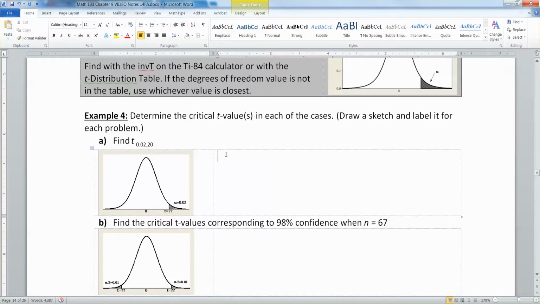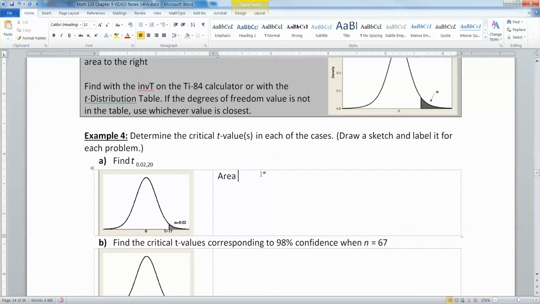And I'm looking for this t score right here. So that's t 0.02 comma 20. Now the area in the tail is 0.02. That's in the right tail. So the area in the left tail then is 0.98. And your degrees of freedom would be 20 because they say so. That's the comma part. So df equals 20.